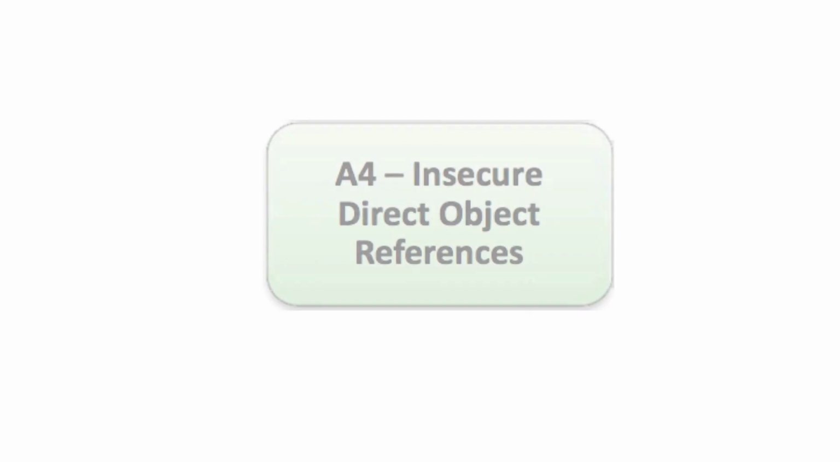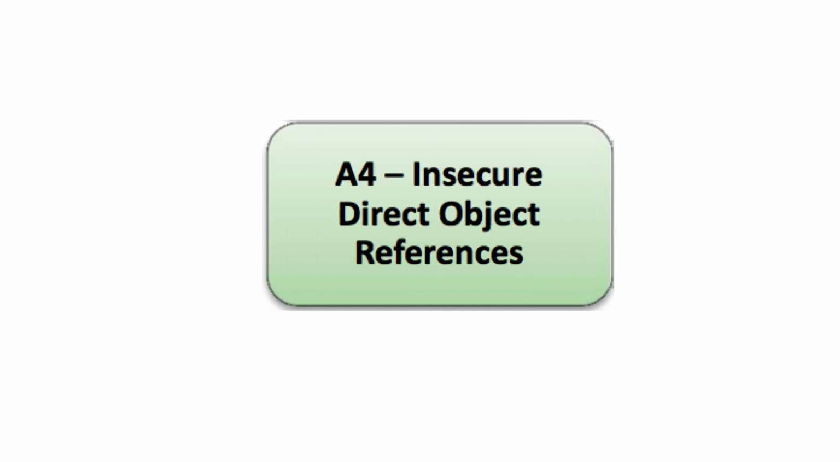From a distance, it does not look that hard to get authorization right, but the devil is in the details. In this part, we take a look at one such detail, the use of insecure direct object references. So, what are direct object references and what makes them insecure? Let's take a look at an example.